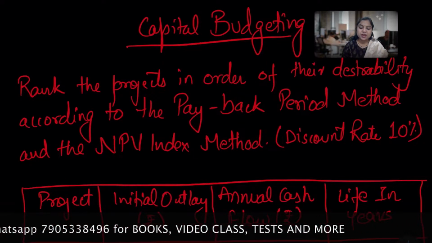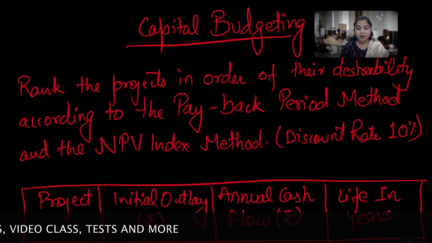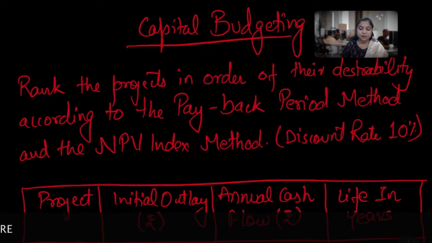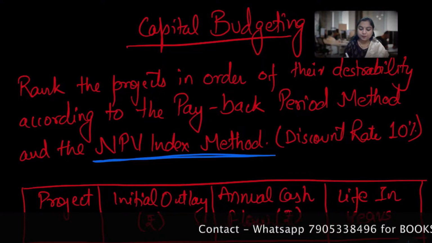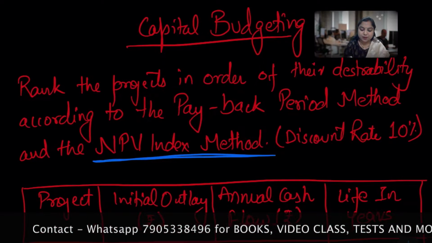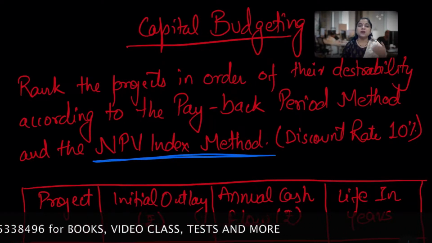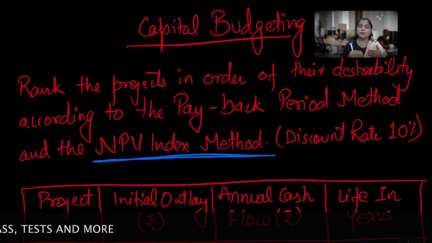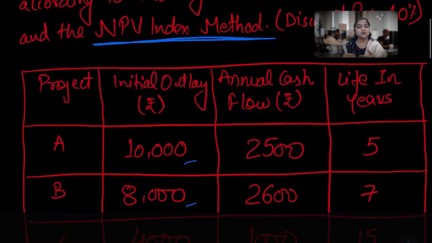So let's start with the capital budgeting, and the question is, rank the projects in order of their desirability according to the payback period method and the NPV index method with the discount rate of 10%. So the NPV index method is all about, do not confuse it with the NPV. It is all about the profitability index with a discount rate of 10%.